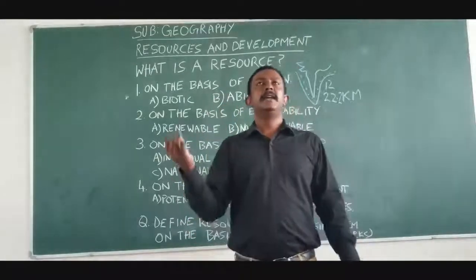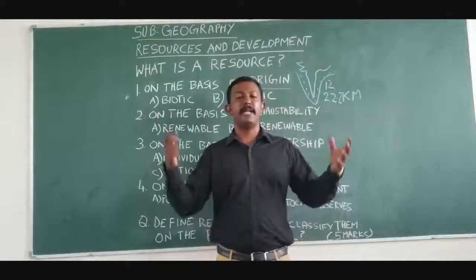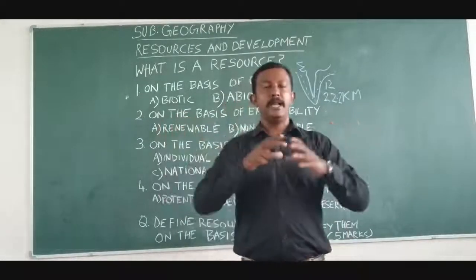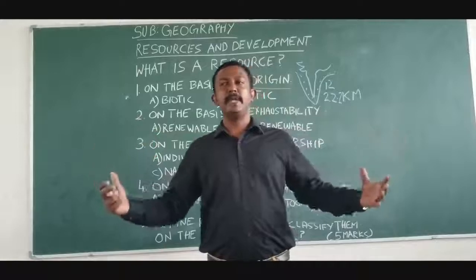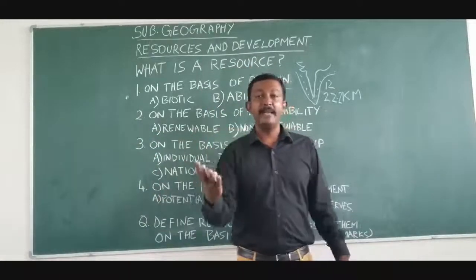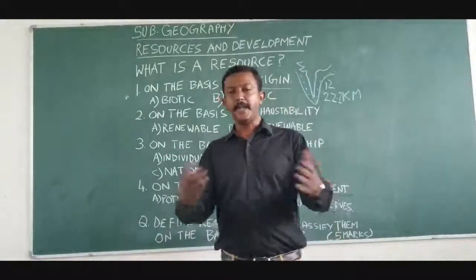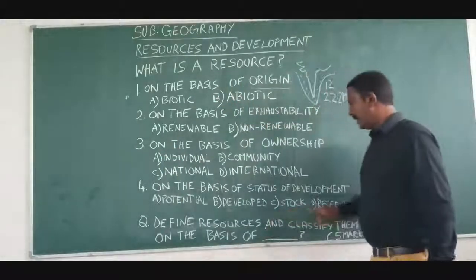Coal, wood are some examples. Wood is a good example. A log of wood can be developed into a table, a chair, a bed, or anything that can be made out of wood. Alright, let's move on to the next one.